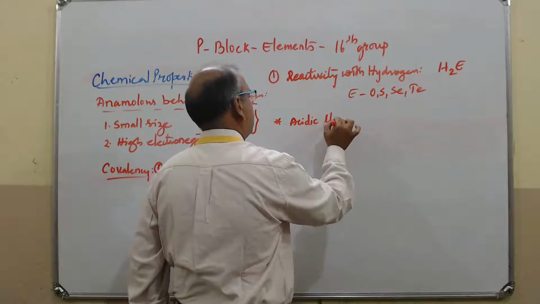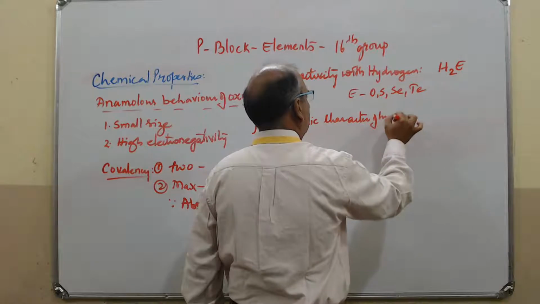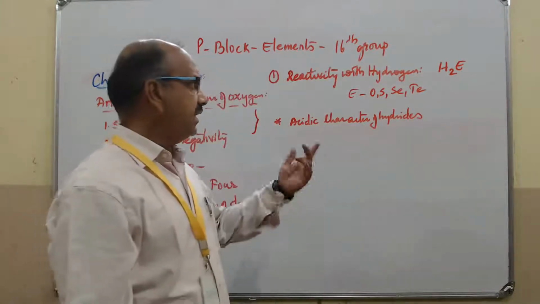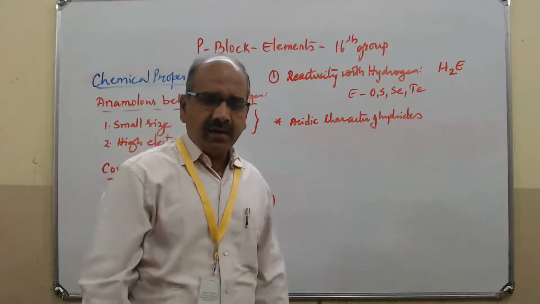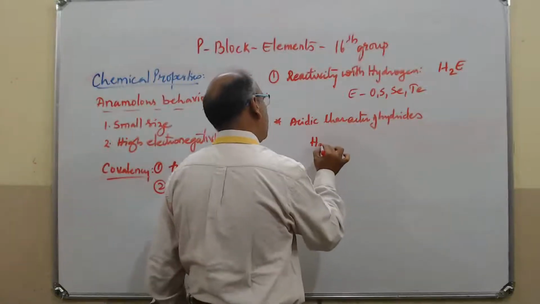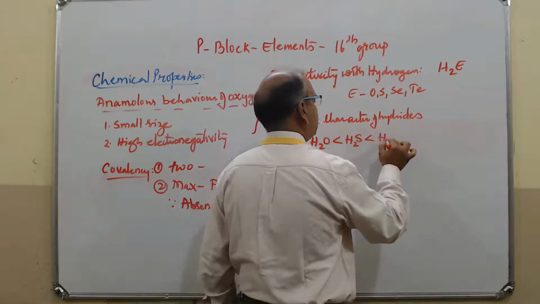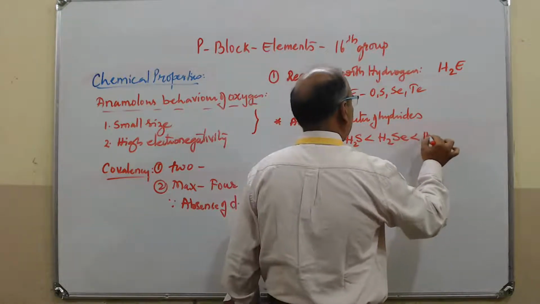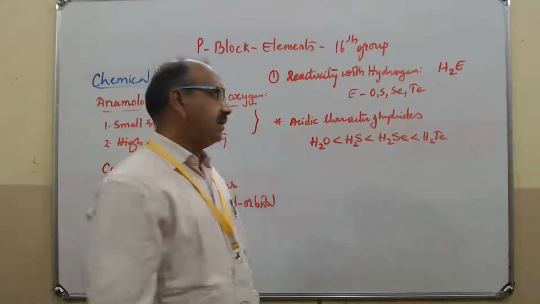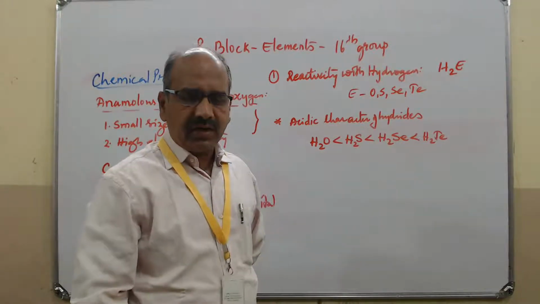Acidic character of hydrides. These hydrides, oxygen hydride, sulfur hydride, selenium hydride, tellurium hydride, how are they going to show the acidic nature? H2O is less acidic than H2S, then H2Se, then H2Te, and so on. So this is the order. What is the reason for the increasing acidic nature as we come down?